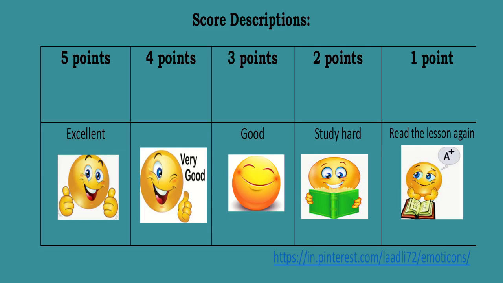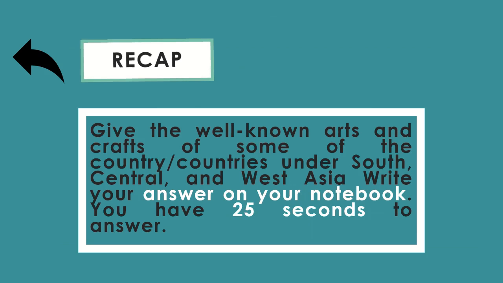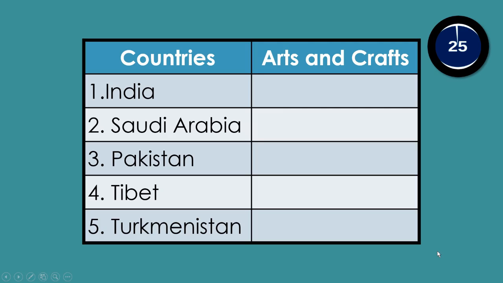Whatever score you got, as long as you've done your best, that is fine. Let's move on to recap. Give the well-known arts and crafts of some of the countries under South, Central, and West Asia. Write your answer on your notebook. You only have 25 seconds to answer. Here are the countries that you need to provide their arts and crafts. Number 1 is India, 2 is Saudi Arabia, 3 Pakistan, 4 Tibet, and 5 Turkmenistan. Ready? You have 25 seconds. Go!